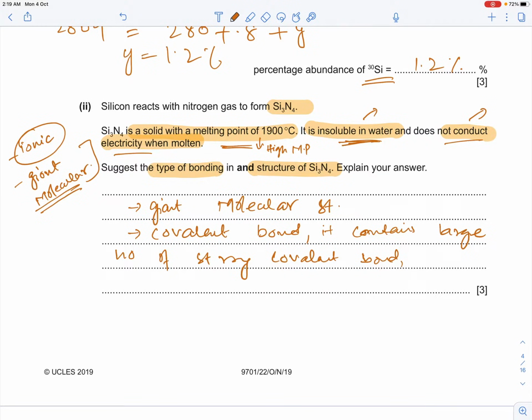Just remember that giant molecular structures do not have any kind of intermolecular forces, no weak forces. And why does it not conduct electricity? Because it does not have any free electrons available. All its electrons are involved in bond formation in covalent bonding. So it does not have any free electrons, right? So this would be a simple answer.